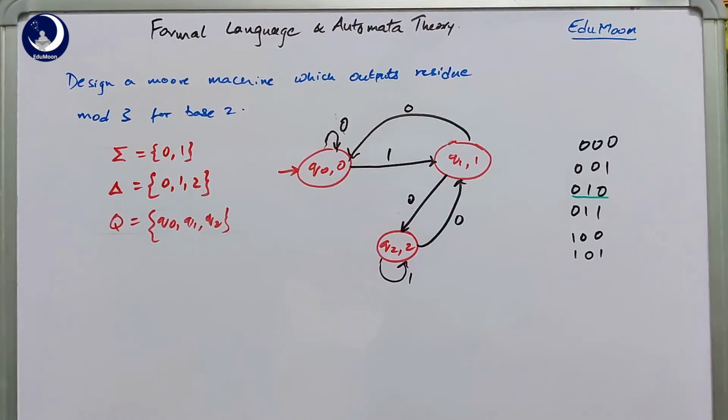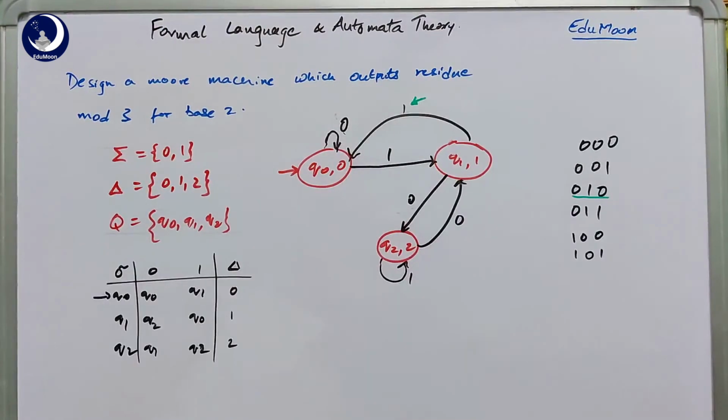Now if you write the table for this one, Q1 on 1 goes to Q0. Previously it was miswritten as 0, so you can correct that. Q1 on 1 goes to Q0. So this is the table which looks like this one. This is the Moore machine table here.